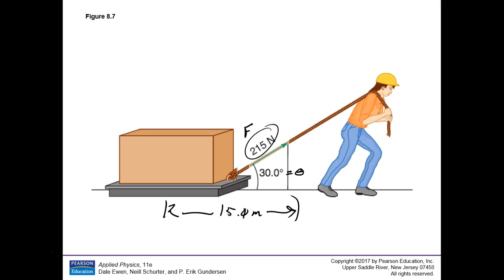With the ground, how much work does she do? Oh, this person is a she. At 215 newtons, but the angle is 30.0 degrees. How much work does she do? So you tell me. We're looking for work.